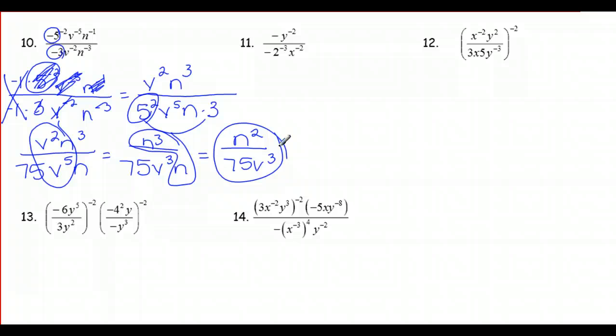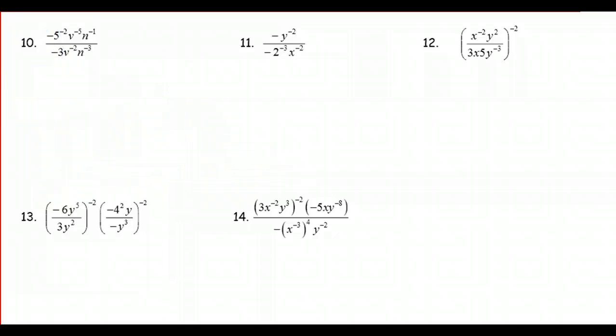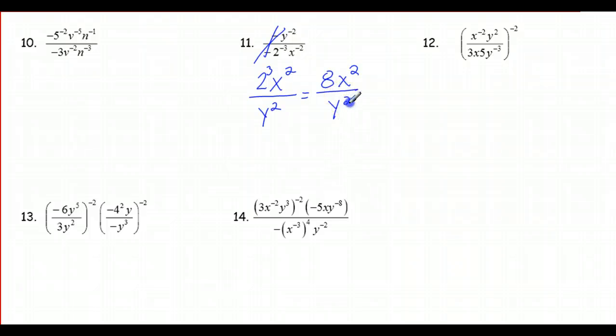I'm going to go ahead and make some more room. Alright, and number 11. First thing I'm going to do is get rid of my negative exponents. Actually, I'm going to get rid of my negatives because a negative divided by a negative is a positive. Alright, so now I'm going to flip everything. So I have a 2 cubed and an x squared and a y squared in my denominator. Then I'm going to simplify my 2 cubed, which is 8, x squared over y squared, and I can't simplify it any further, so that's it.